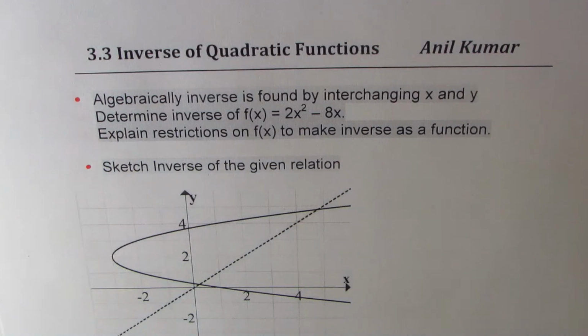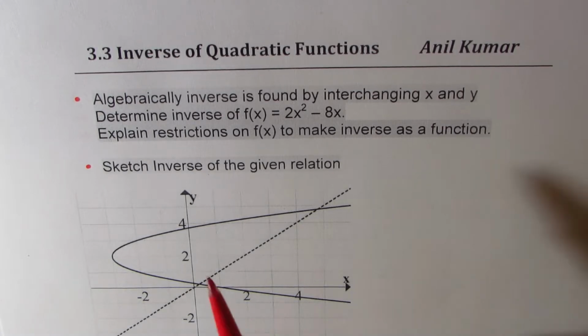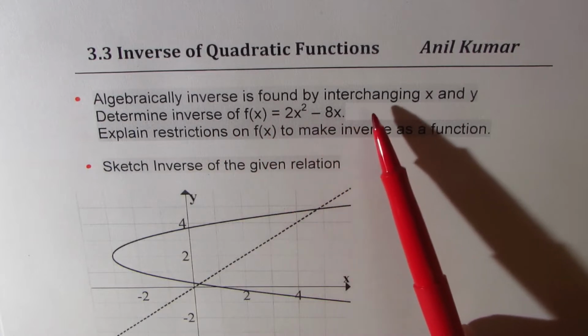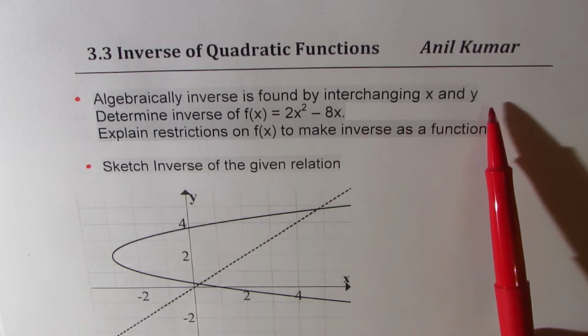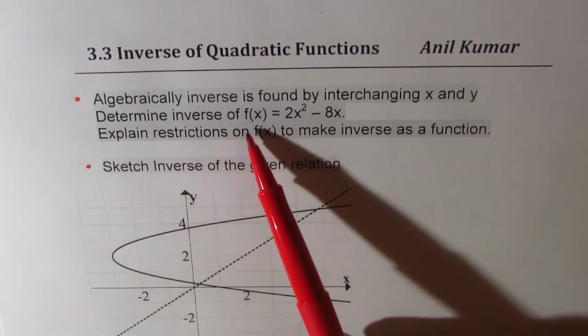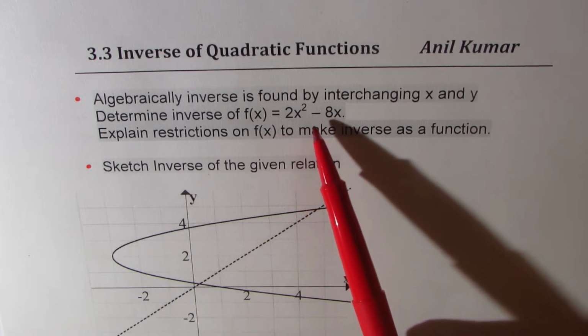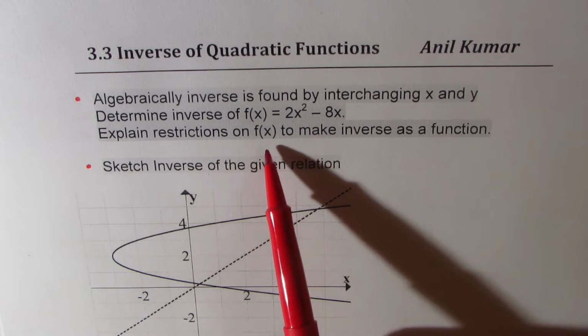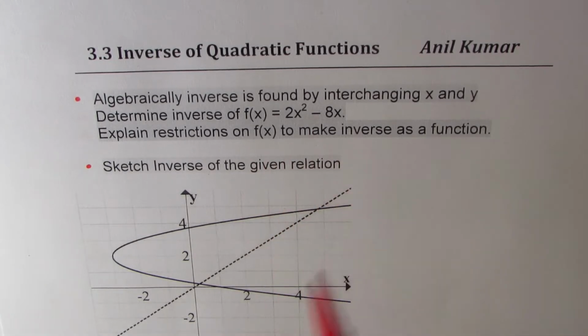I'm Anil Kumar sharing with you two test questions on inverse of quadratic functions. Question number 1 here is, algebraically, inverse is found by interchanging x and y. Determine inverse of f of x equals 2x squared minus 8x. Explain restrictions on f of x to make inverse a function.